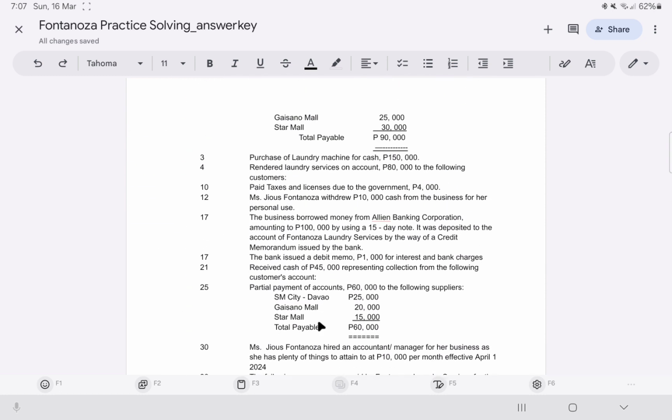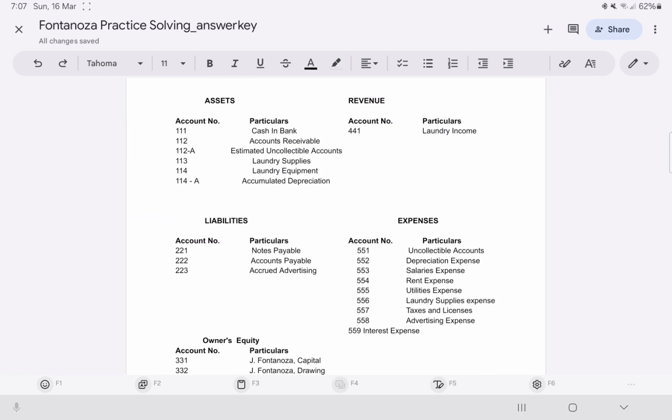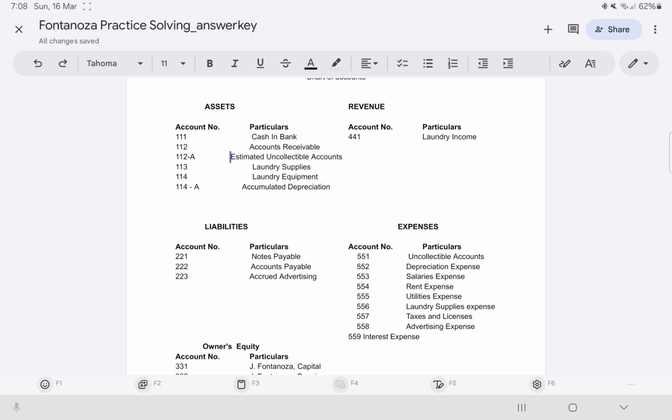Okay, so someone is asking, Ma'am, what is the use of the estimated uncollectible accounts here and accumulated depreciation? We also have uncollectible accounts and accrued advertising, and do we need to place that into the ledger or the general journal? Since there's no additional information yet that I indicated, you don't need to record in the general journal the following estimated uncollectible accounts.